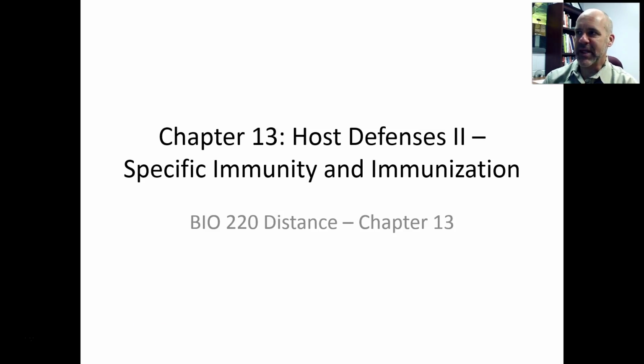Moving into chapter 13 now, we're going to start talking about your third line of defense and specific immunity. So the branch of your immune system that does not really work until you get exposed to a particular microorganism. And this branch develops an arsenal of weapons, both cellular weapons and then antibody weapons, that are very, very specifically targeted to this microorganism that has invaded your body.